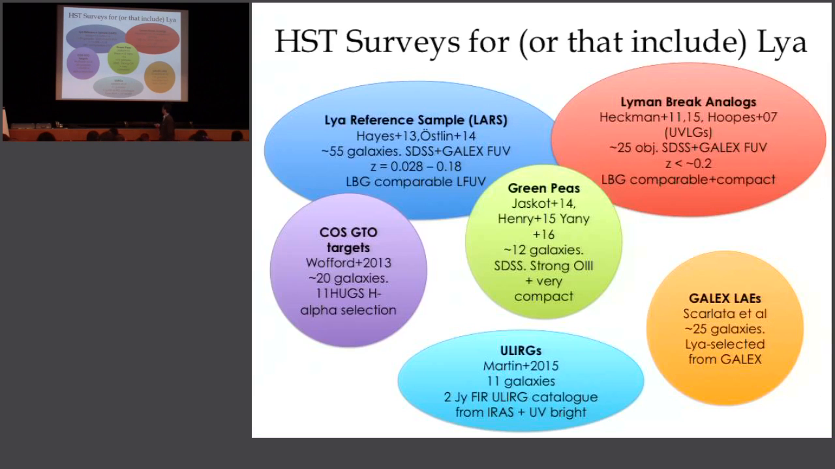With our last sample, there was a set of guaranteed time observations performed with COS that also overlap somewhat. And down the bottom here, people have been targeting ULIRGs. There are some 11-ish ULIRGs observed spectroscopically and another 5 in imaging mode. And bridging the gap between GALEX and HST surveys, there's also a set of data where we followed up GALEX-selected Lyman-alpha emitters in high resolution with Hubble.